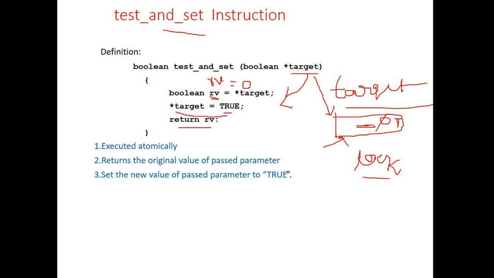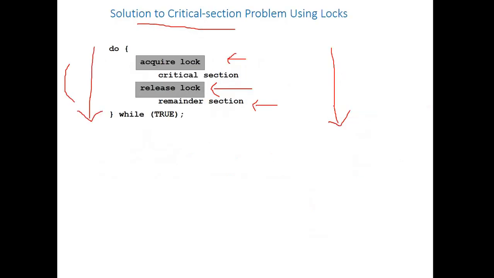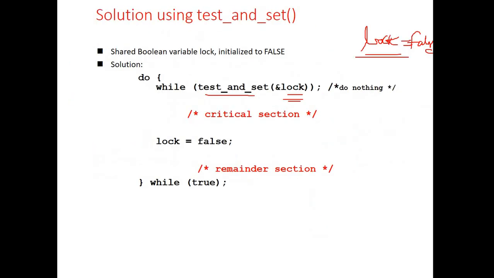This function returns whatever value is received by this random variable RV, that will be passed as a return value of this particular function. Generally true means 1, false means 0. So here we assume that RV is sending the value of the target variable which is received at the time of calling this function. The value of the target variable initially is 0, so 0 will be returned to the calling function. Upon the receipt of this value here, 0 is returned to the calling function here.